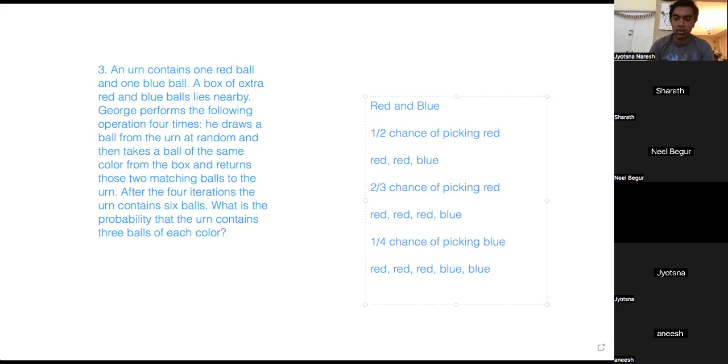Okay, so why did you multiply by 2 at the end? You said there are 2 color balls.